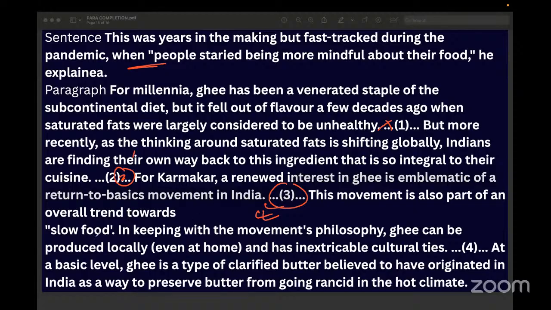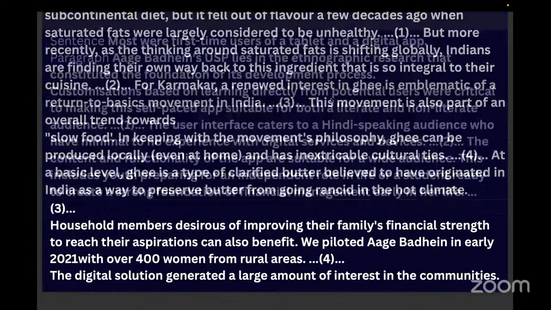This makes more sense here as compared to the first and second. Let's compare it to the fourth one also. "After this, their food. He explained slow food in keeping with the movement's philosophy. Ghee can be produced locally, even at home, and has inextricable cultural ties. This was years in the making, but fast tracked during the pandemic." Again, this understanding doesn't make sense even in the fourth one. So third is the answer. This one was quite easy, guys. I want to tell you, in the examination, chances are that out of two questions, one is going to be very doable. Let's try one more.